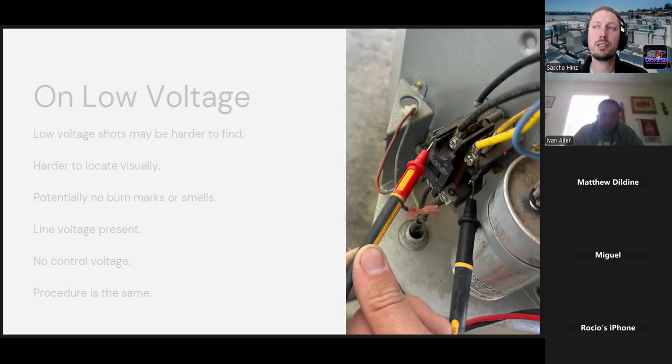So just make sure that if you have a problem on an equipment and you find a contactor that is reading low resistance on your coil, replace it, continue your troubleshooting.